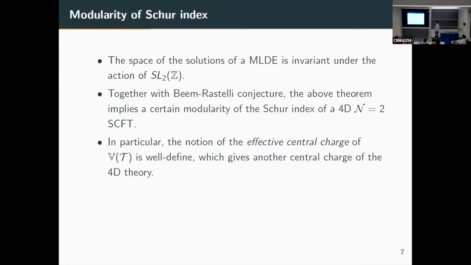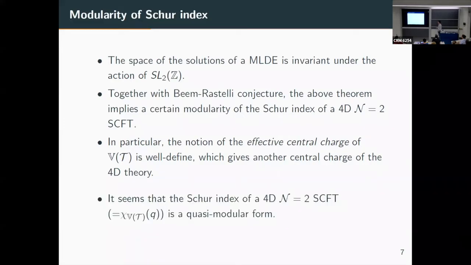and there are two central charges in a 4D theory, and this effective central charge is essentially another central charge. So this is one application of vertex operator algebras to physical theory. Okay, and it seems that the Schur index of a 4D theory is always a quasi-modular form, but I don't know how to prove such a statement.